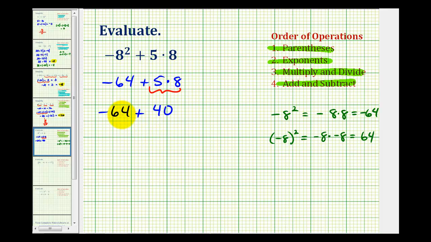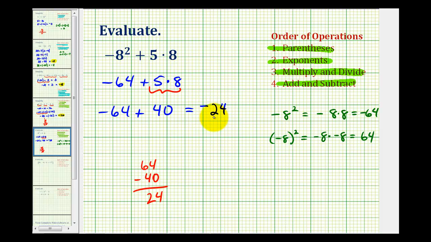Notice how we're determining a sum of integers that have different signs. So the first thing we should notice is the negative is going to outweigh the positive, so the sum is going to be negative. And then because the integers have different signs, to determine the sum we have to subtract their absolute values. Well, the absolute value of negative 64 is 64, and the absolute value of 40 is 40. So we'll subtract the smaller absolute value from the larger absolute value, so we'll have 64 minus 40, which would be 24, but we know the sum has to be negative, so the sum is actually negative 24.